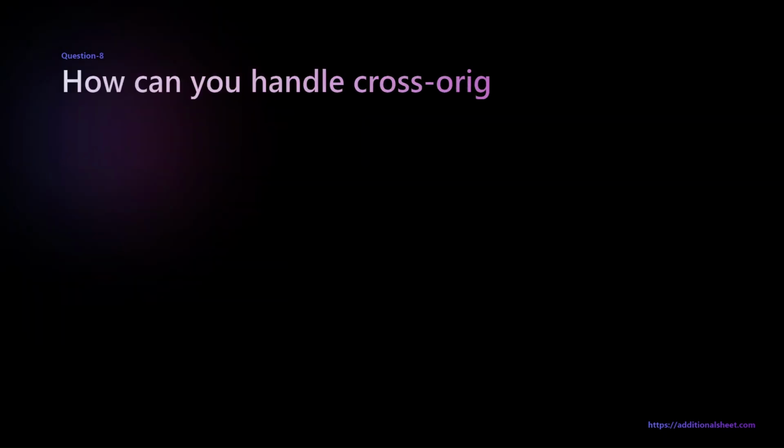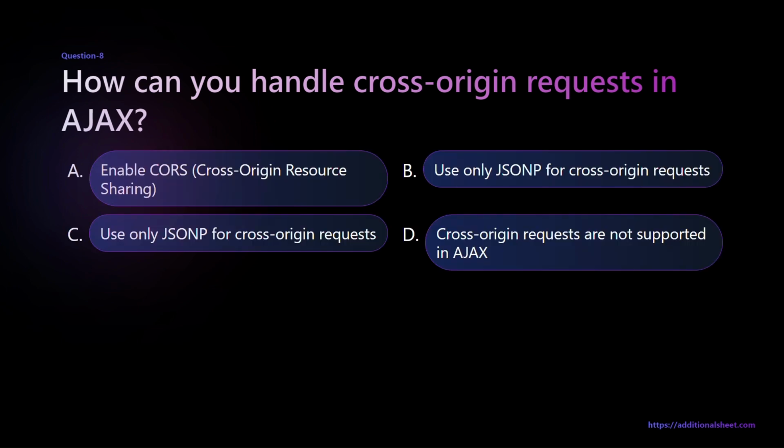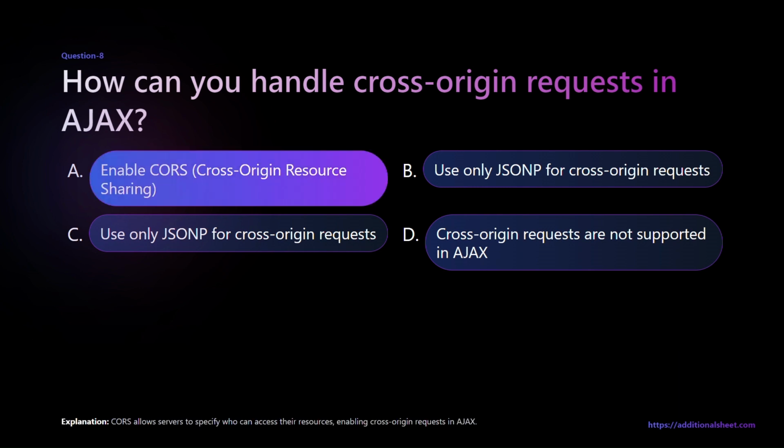How can you handle cross-origin requests in AJAX? Option A, enable cross-origin resource sharing. Option B, use only JSONP for cross-origin requests. Option C, use only JSONP for cross-origin requests. Option D, cross-origin requests are not supported in AJAX. The correct answer is option A, enable cross-origin resource sharing.